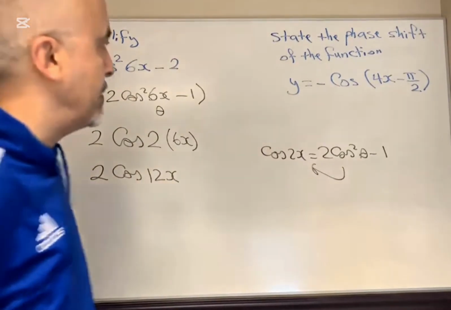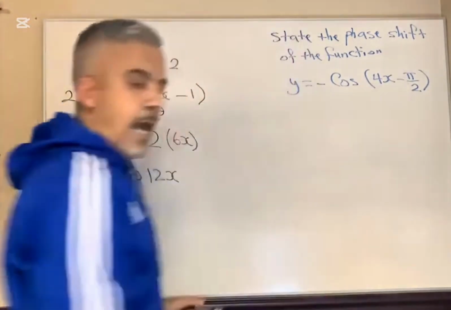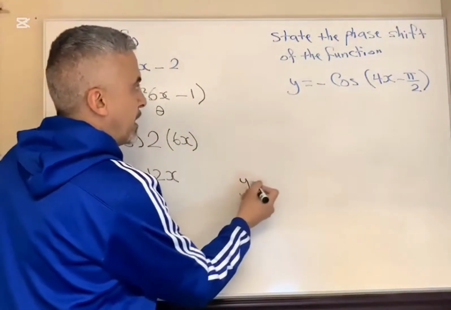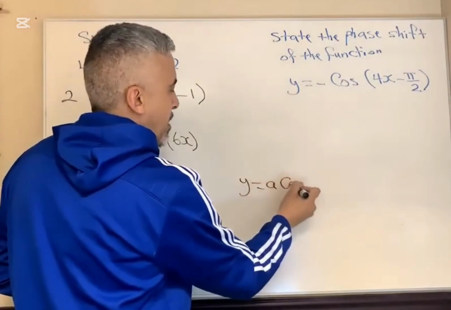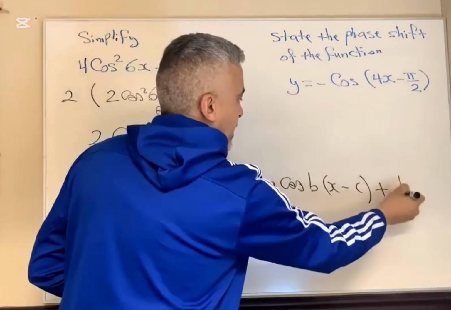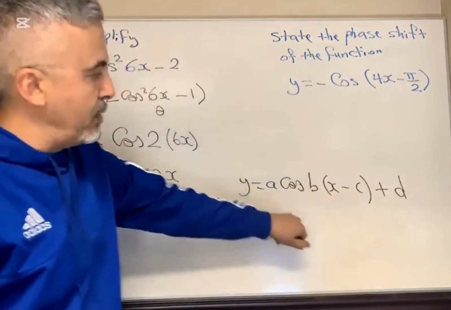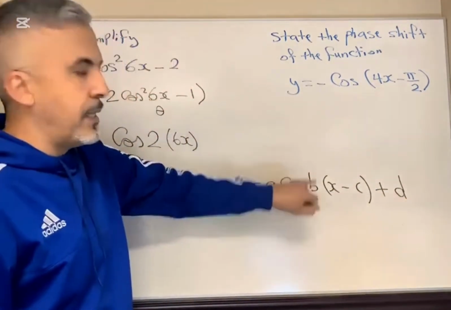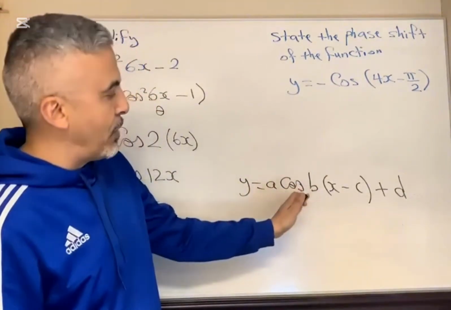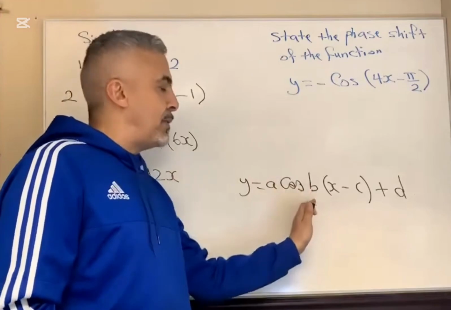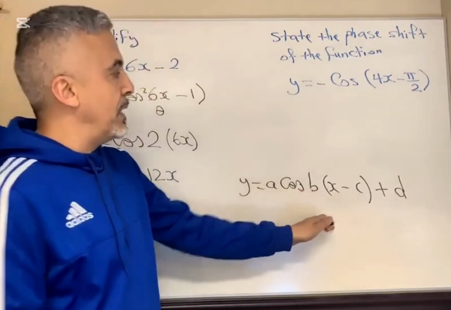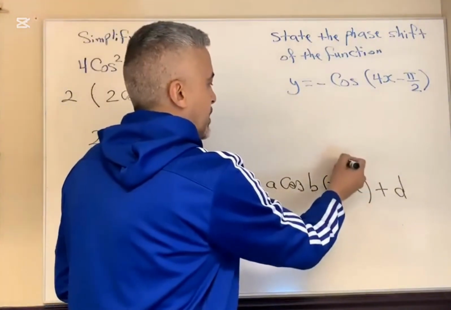The second question, they're asking me what's the phase shift. And the phase shift, if you remember, the sine and cos, it's y equals a cos b x minus c plus d. A is the amplitude, d is the vertical displacement, b is what you need to find the period. So b is not the period. A lot of students, when you ask them what b is, they say, oh, yes, the period. No, it's not the period. If you want to find the period is 2 pi over b. That's what you do. But here, what we're interested in is the c, the phase shift.